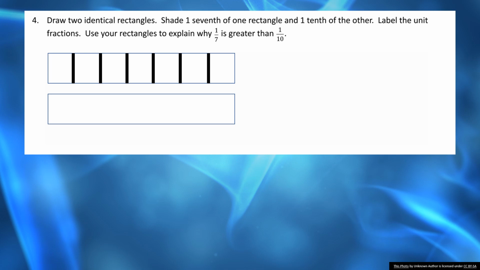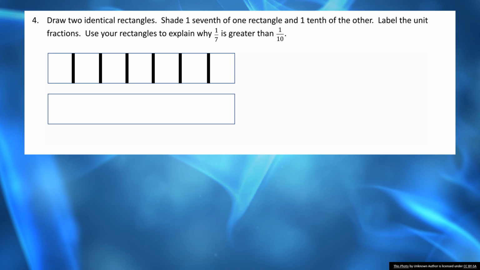I have 6 lines, which means I should have 7 equal parts. 1, 2, 3, 4, 5, 6, 7. Right. Okay, great. So that one is in 7ths. And now I'm going to partition or divide my other rectangle into 10ths.